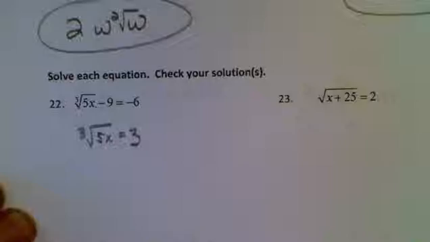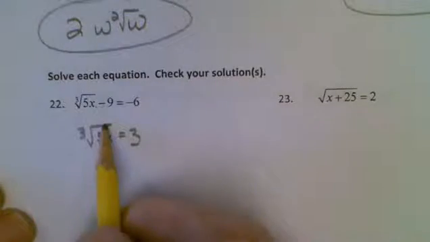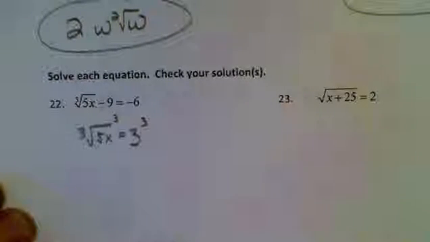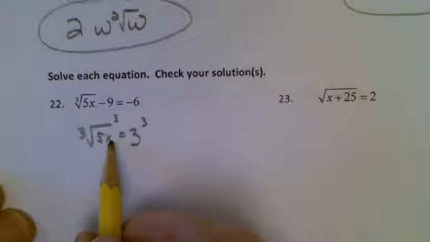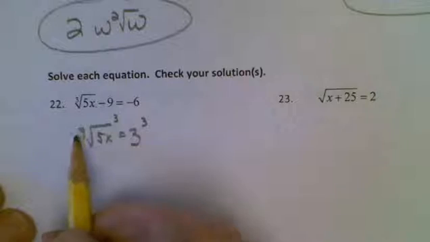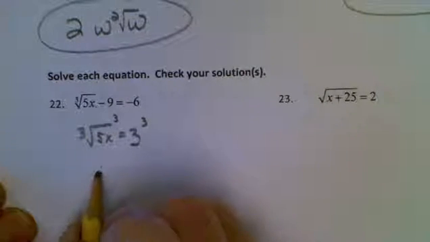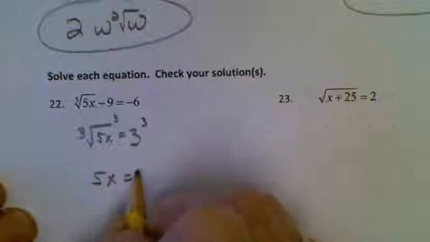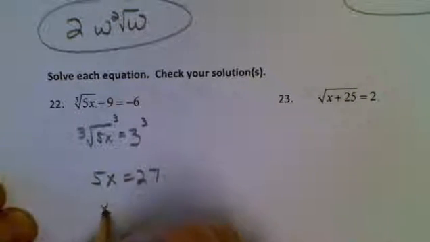3. Then I need to undo the cubed root. To undo the cubed root, we're going to cube both sides. So again, that's like having 5x raised to the 3 over 3 power. That's why when I simplify it, it's just 5x. On this side, 3 to the third is 27. And then I just have to solve that equation.